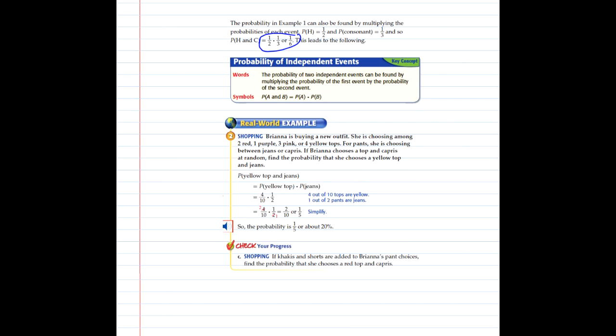The key concept, the probability of independent events. The probability of 2 independent events can be found by multiplying the probability of the first event by the probability of the second event.